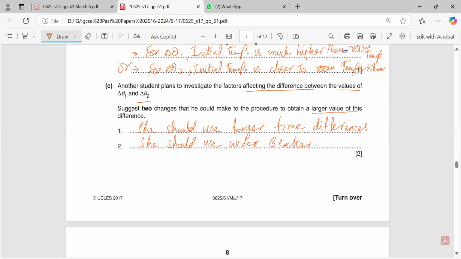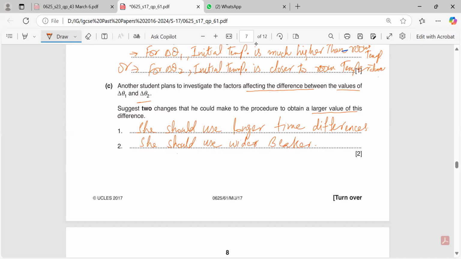Many things you can say. Even you can say increase the temperature of hot water. The initial temperature is more, so more heat loss will be there, so the difference will be more. Or decrease the volume of the water. Even you can say keep on stirring, so it will also make the difference. Many answers you can give for this.